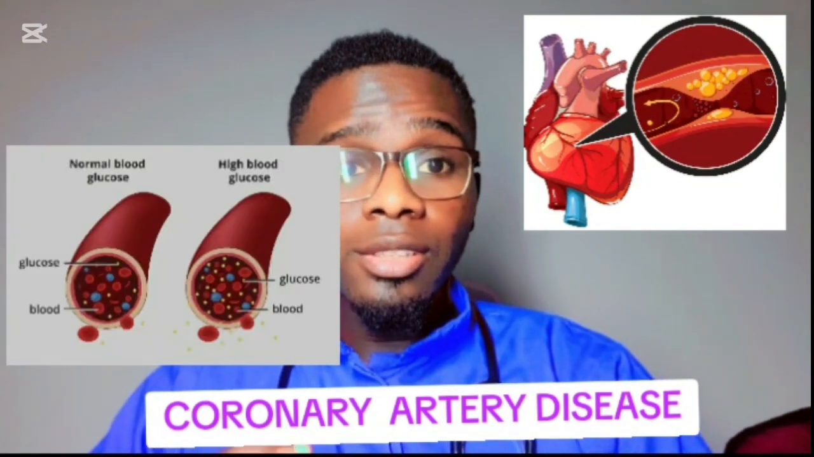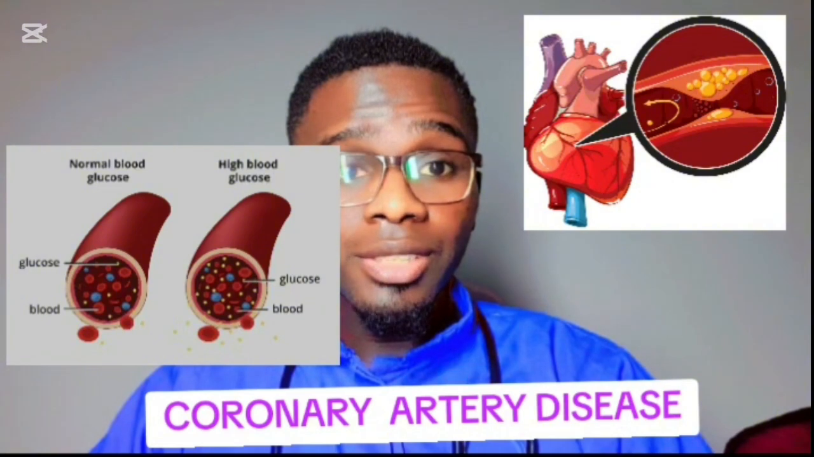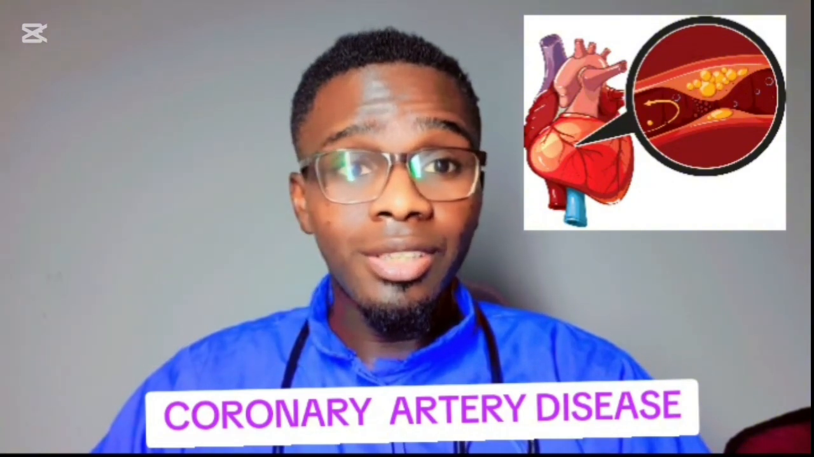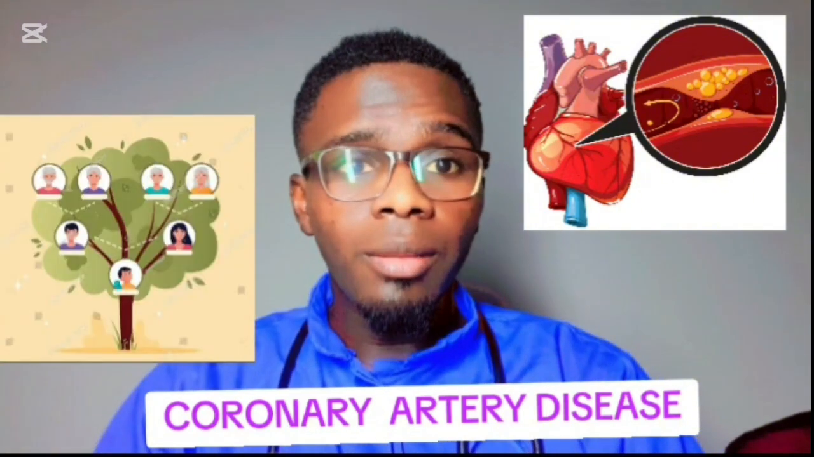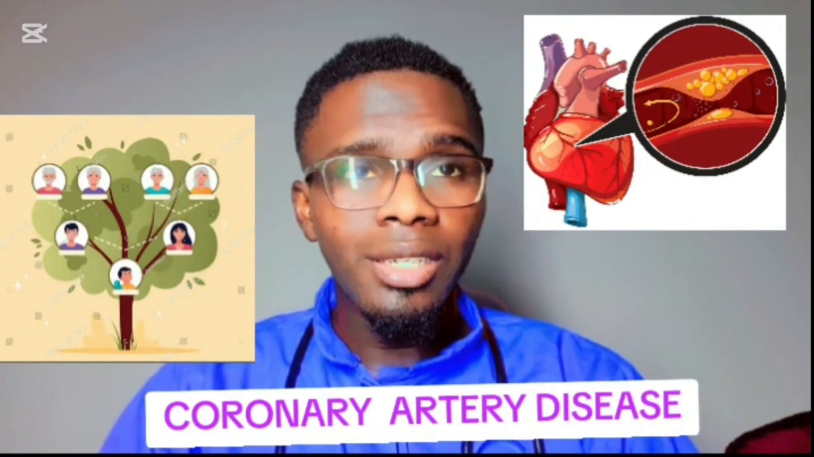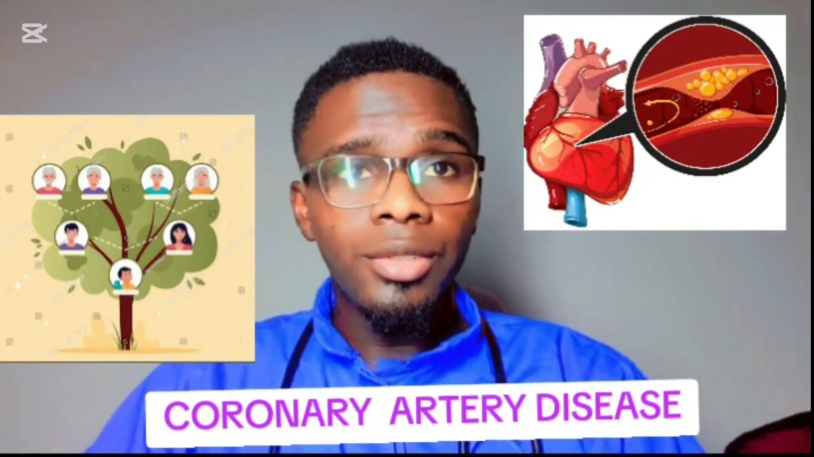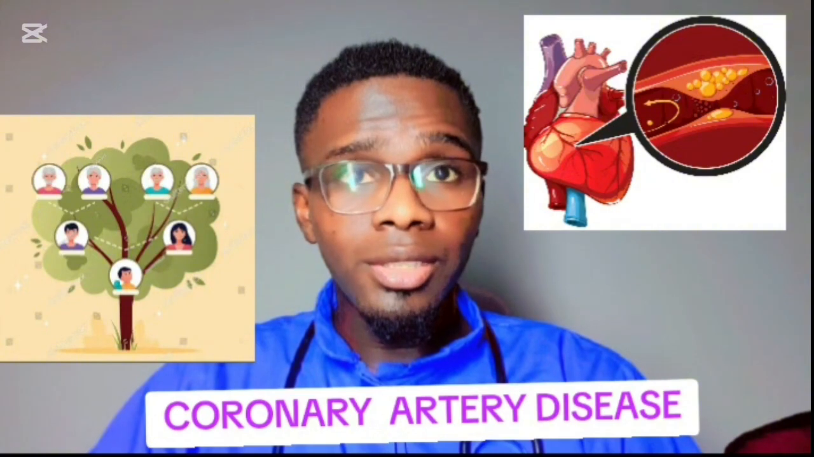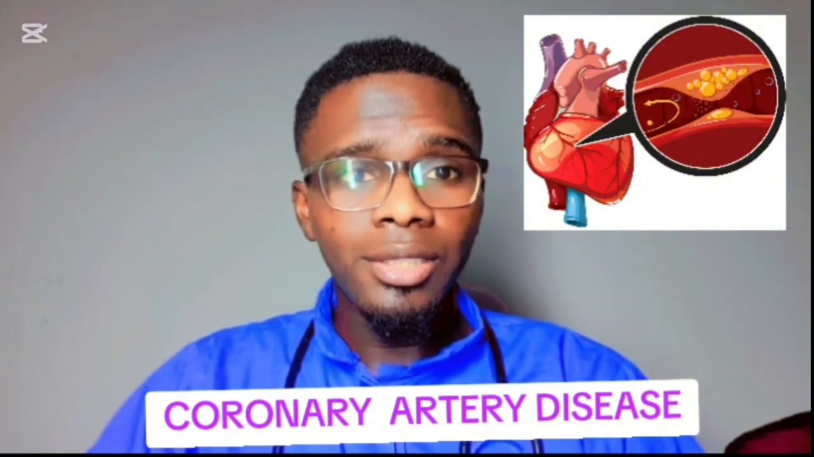Number five, diabetes. This damages the blood vessels, which increases the cholesterol, thus raising the blood pressure. Number six, a family history of coronary heart disease increases the risk due to genetics and shared lifestyle habits. Controlling risk factors is the key to preventing illnesses and death from coronary artery disease.